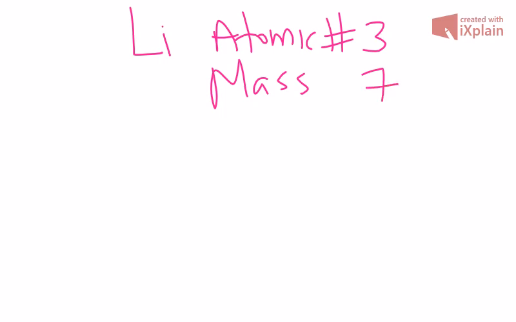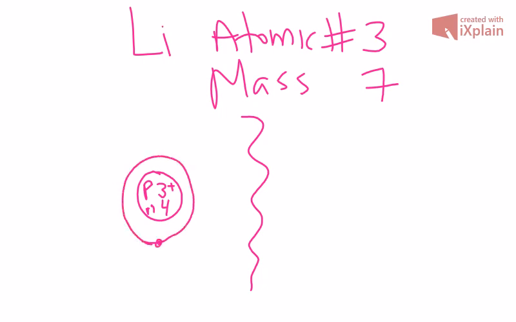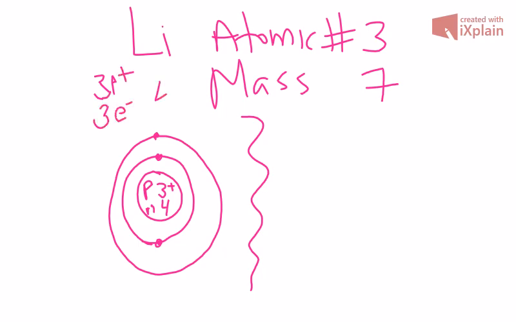So if I were to draw the Bohr-Rutherford diagram, I'm going to draw it over here. My nucleus would have 3 protons. My neutrons would be 4. And then in my first shell, I would have 2 electrons. And in my last shell, I would have 1 electron for that grand total. Remember, it has 3 protons, 3 electrons, and 4 neutrons. And we learned how to calculate these numbers in class before the March break. So that is lithium as it is on the periodic table.